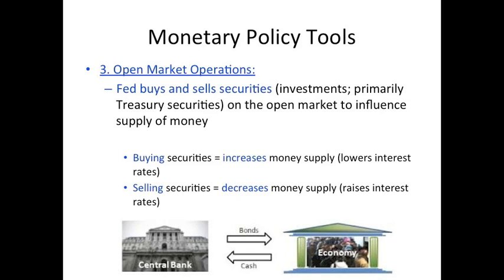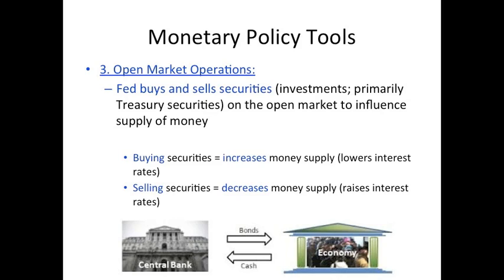Now, we know the federal government borrows a lot of money, and how it borrows money is through issuing bonds. So basically, a bond is a place where you can park some money. So the Fed can either buy some bonds, or it can also sell some bonds to try to regulate the supply of money and interest rates in the economy.